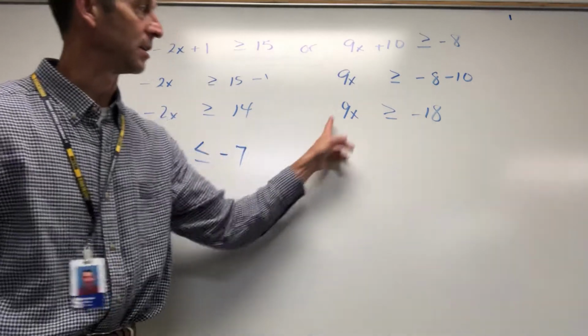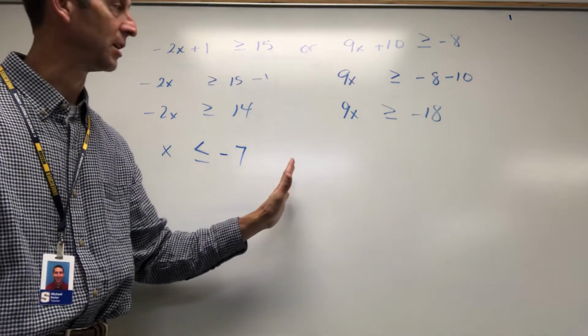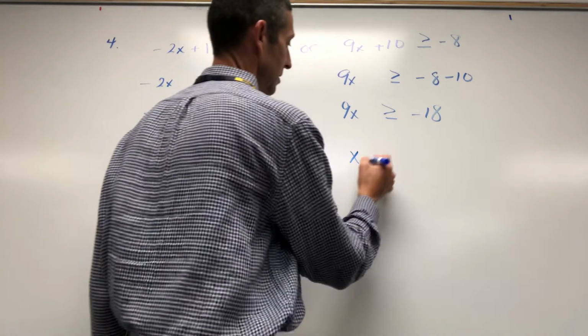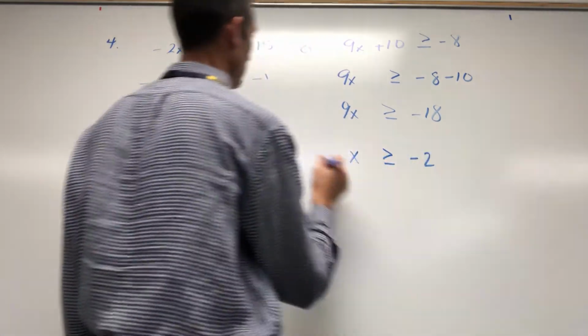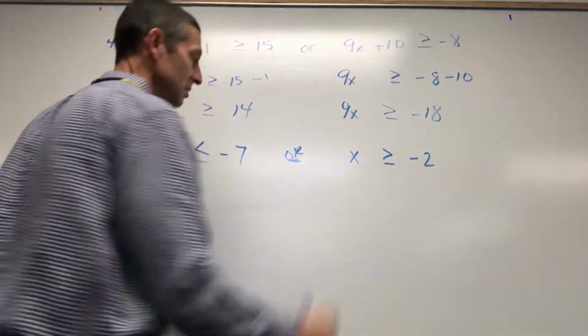So that's already negative. We're just dividing by a positive 9, so we don't have to change anything here. Just dividing by 9. So x is greater than or equal to negative 2. Okay, and again, this is an OR.